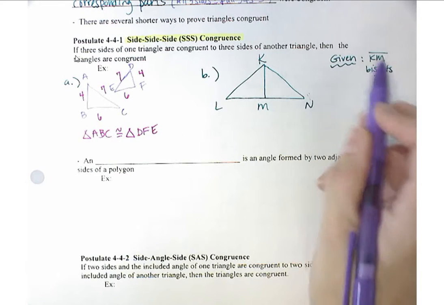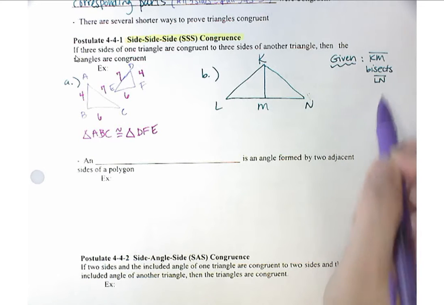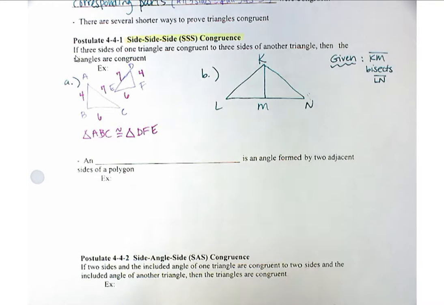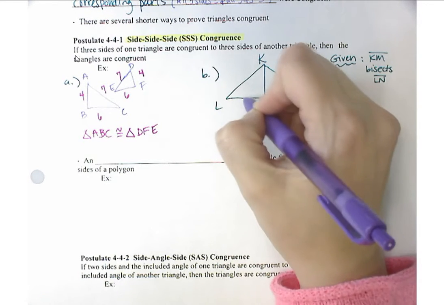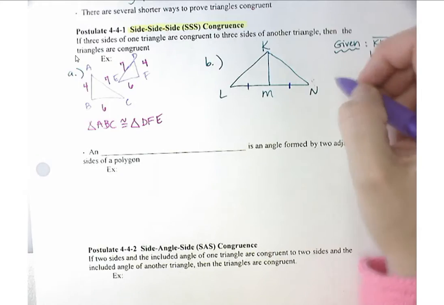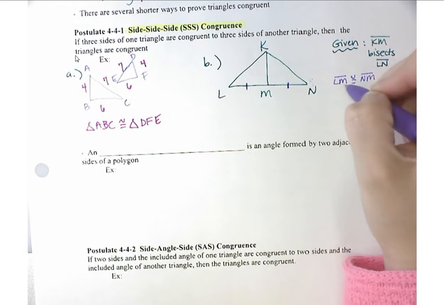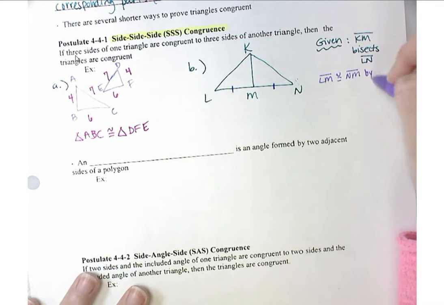So let's think about what this means. Okay, if KM bisects LN, then we can say that 2 segments are congruent. Ava B, what do you think? What 2 segments are congruent if KM bisects LN? Good. Okay, so it would be LM and NM are congruent. Okay, so we would say LM is congruent to NM by the definition of a bisector.